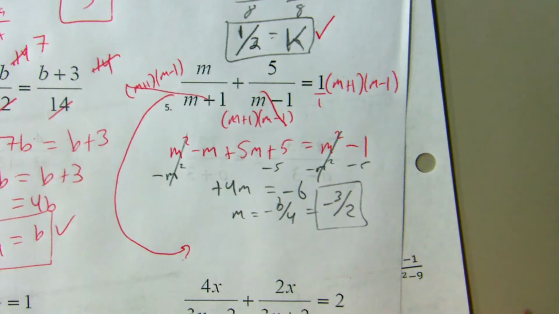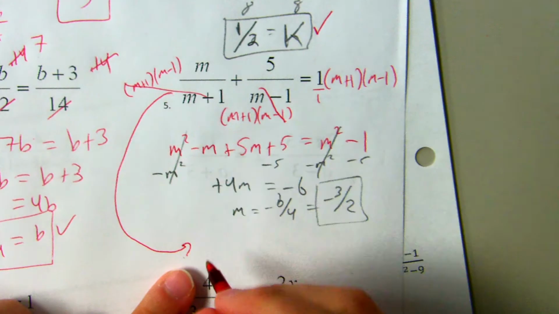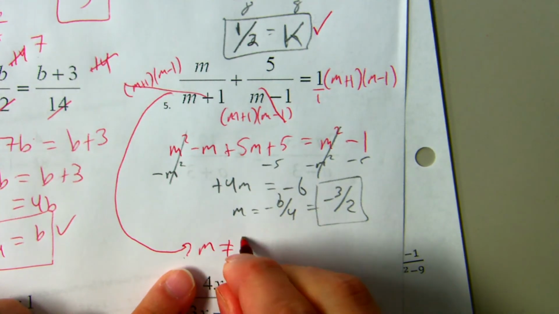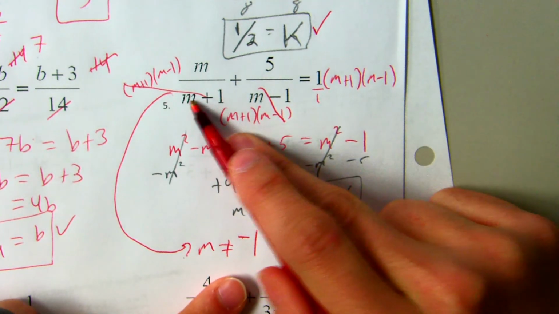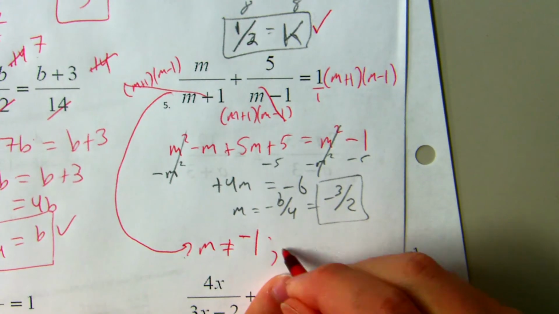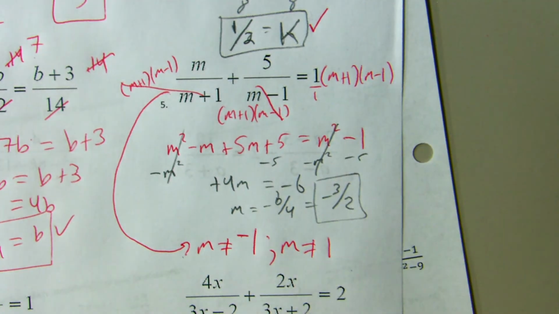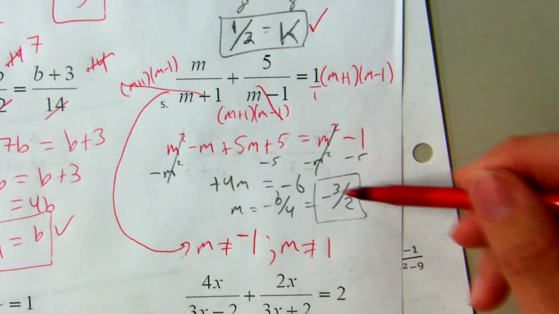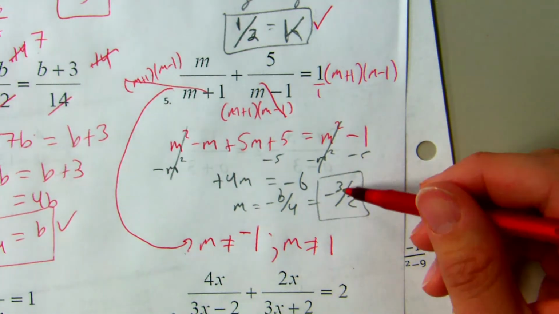Even though this may not happen much, there are some answers we could not have accepted. M could have never been -1, because that would have made this division by 0. Also, M could never have been +1, because that would be division by 0. Regardless of what the algebra says, if we got an answer of 1 or -1, it would be incorrect to include it.